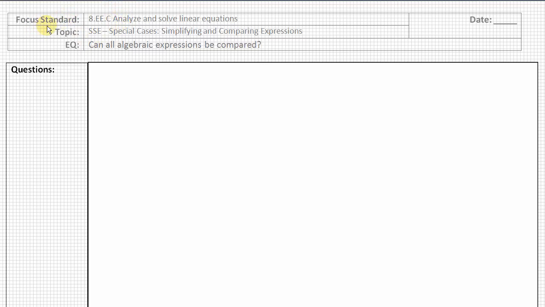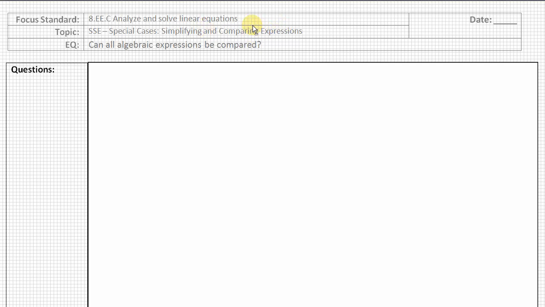For this lesson, our focus standard continues to be from Grade 8, Expressions and Equations, Standard C, Analyze and Solve Linear Equations. The topic for this lesson is from our Simplifying and Solving Equations, Special Cases, Simplifying and Comparing Expressions. Our essential question for this video lesson is, can all algebraic expressions be compared? So today we're going to look at some special cases as we continue to practice simplifying and comparing expressions.